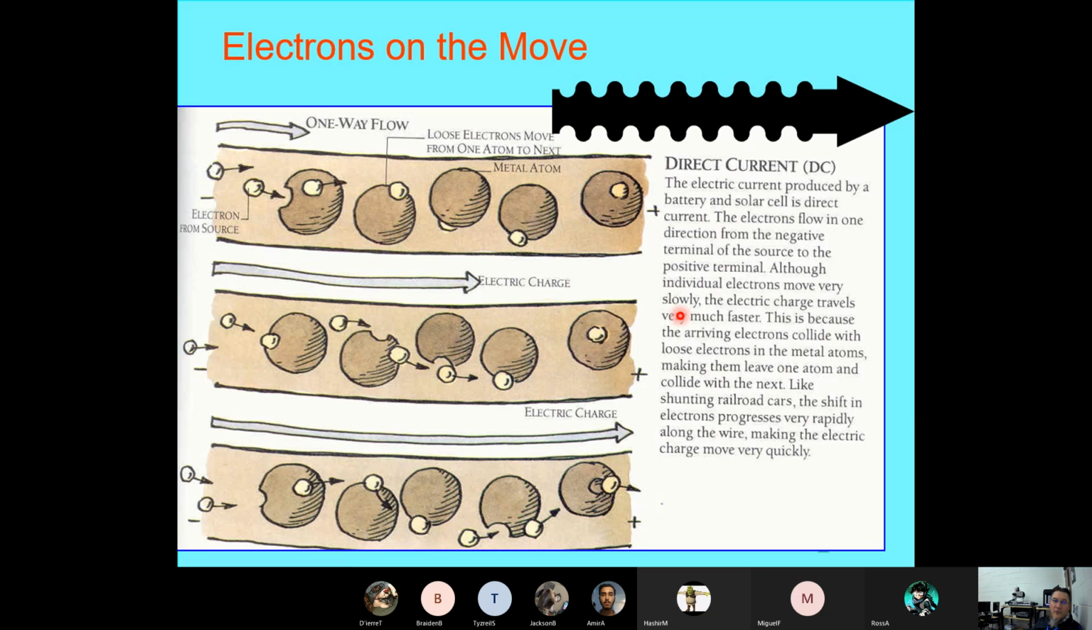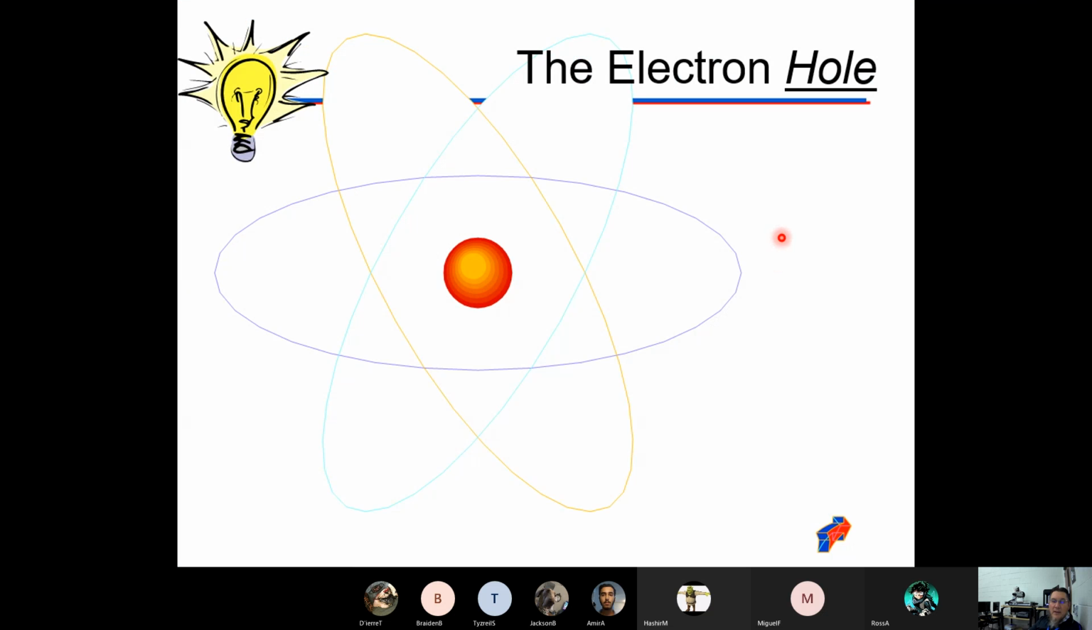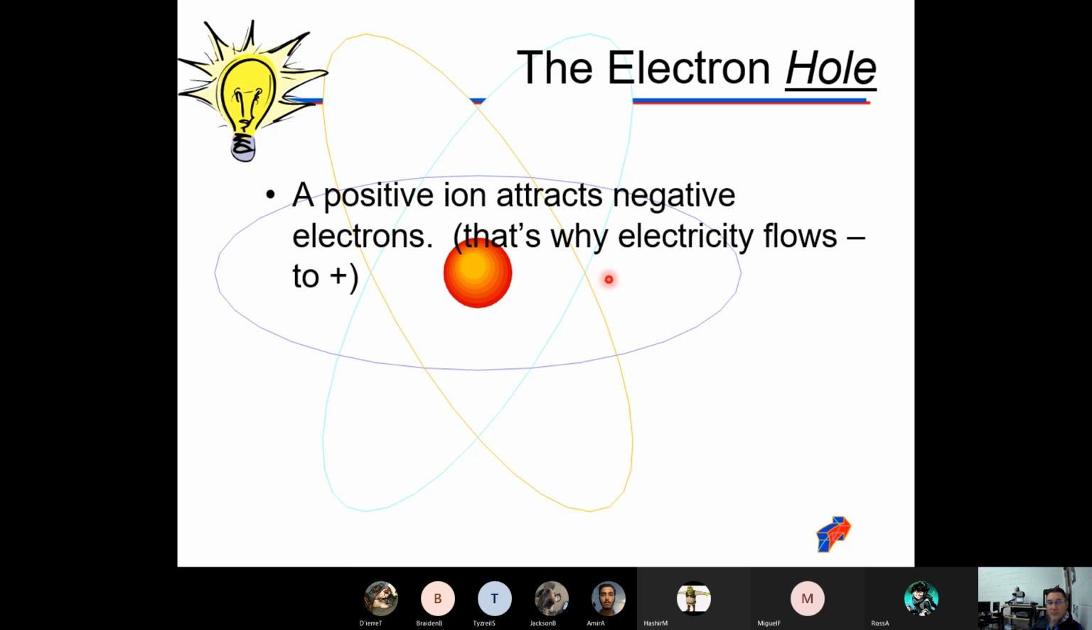Okay. All right, moving forward. This is just an explanation of how the electrons are moving, how current works. Okay, so we've already kind of talked about this. The electron hole is what we're going to be dealing with right now. Positive ion attracts negative electrons. That's why electricity flows negative to positive. Okay, so this particular part you may want to go. No, maybe not, because I think this is still part of capacitance.